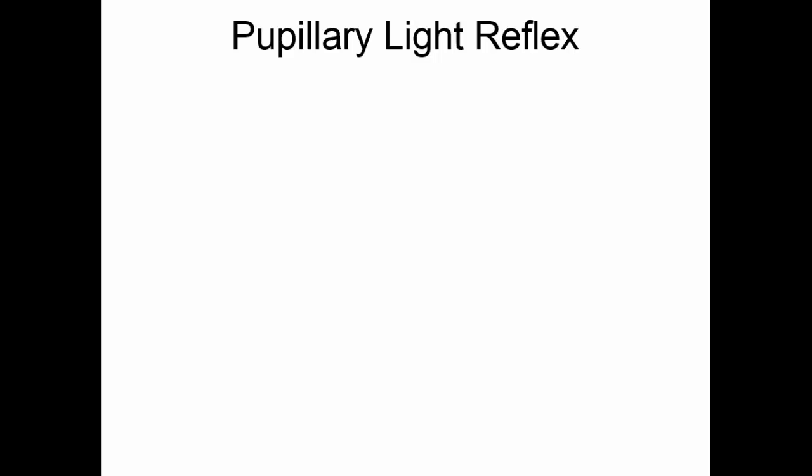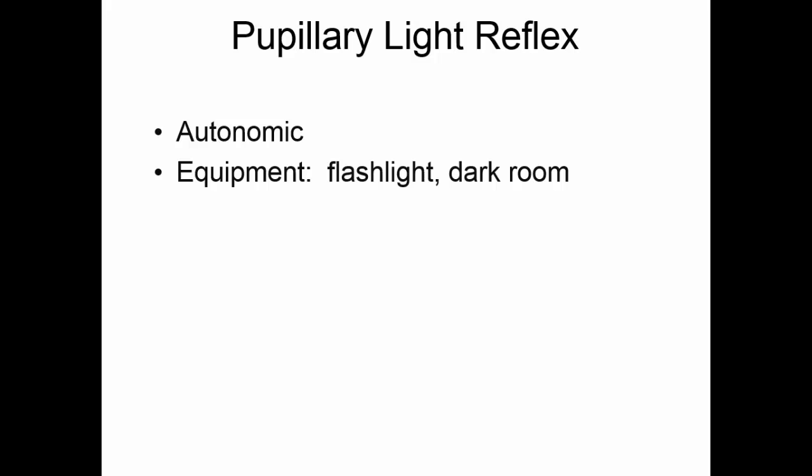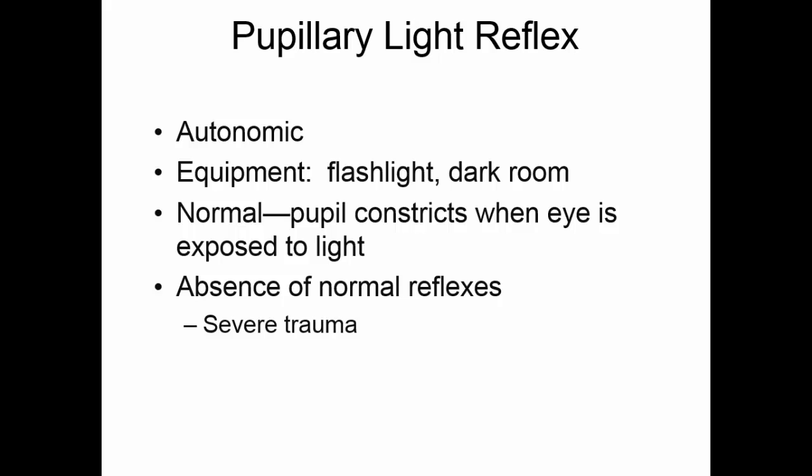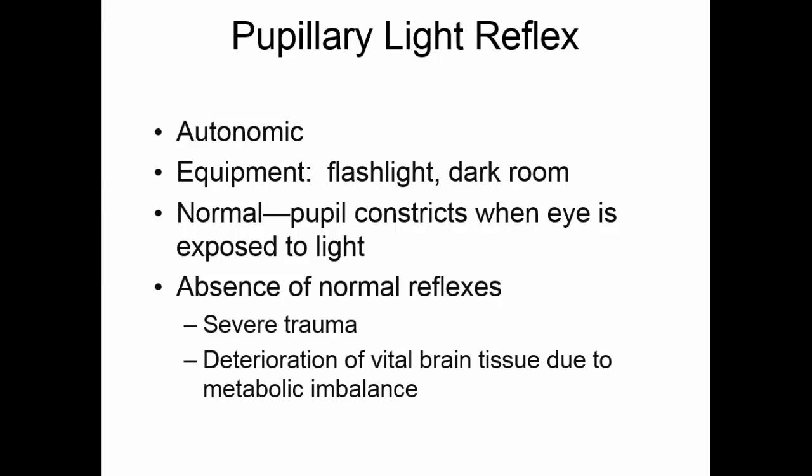The pupillary light reflex is an autonomic reflex. Here you need a flashlight and a dark room. When you're in the dark, your pupils open up or dilate. This allows more light into your eye. If you shine a flashlight or any kind of light in the eye, the pupil should constrict. Absence of normal reflexes here can mean that there's severe trauma to the brain, or there's some sort of deterioration of vital brain tissue due to some sort of metabolic imbalance.